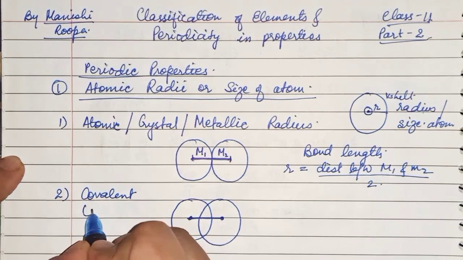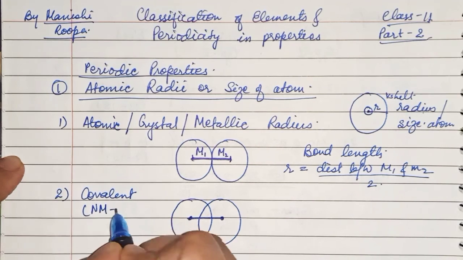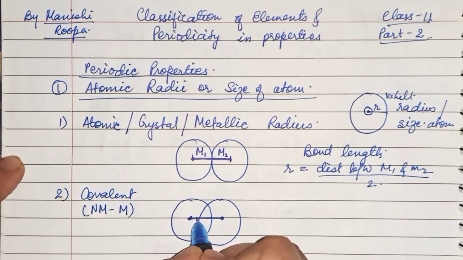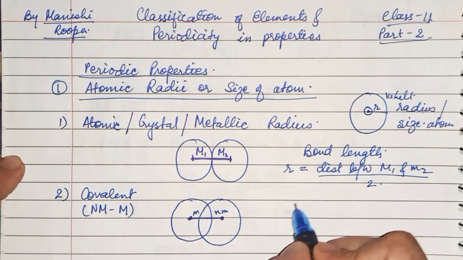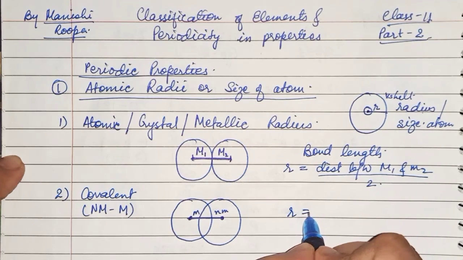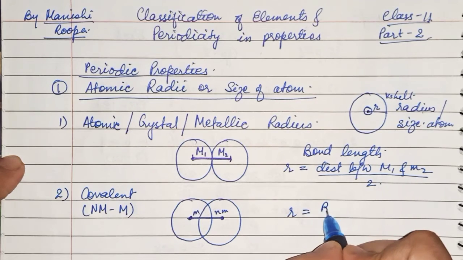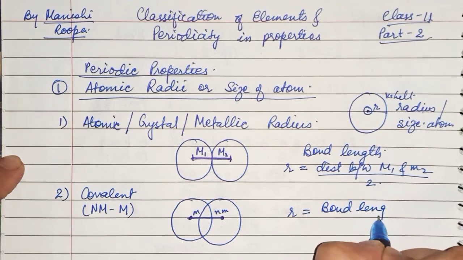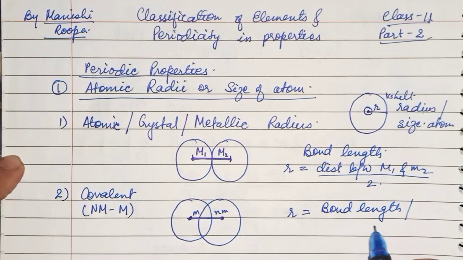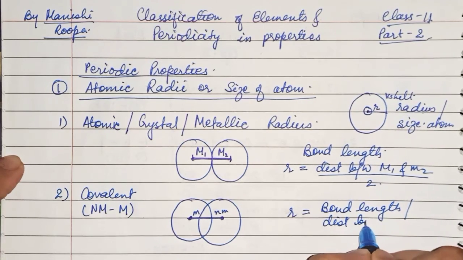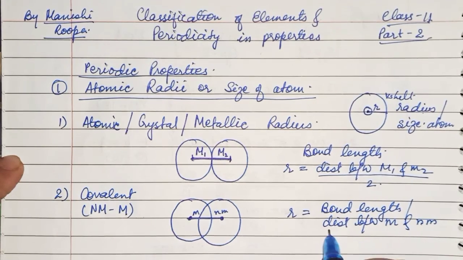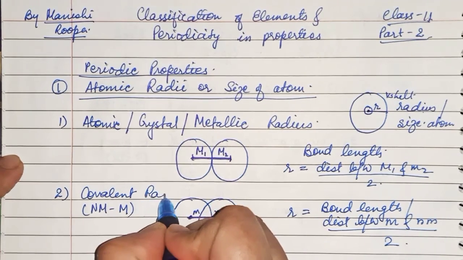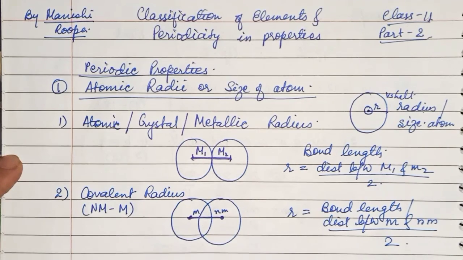You all know a covalent bond is formed between a non-metal and a metal. So one radius will be of the metal and another of the non-metal. So here bond length or radius is equal to the distance between the metal and non-metal upon 2. This will give you the covalent radius. Okay, this is the covalent radius.